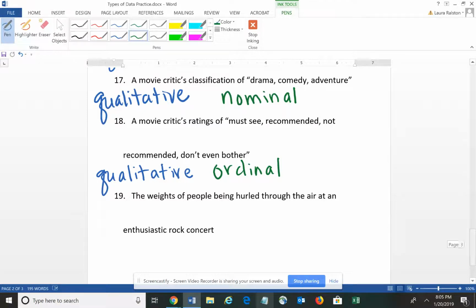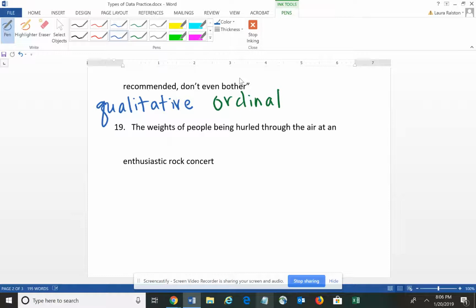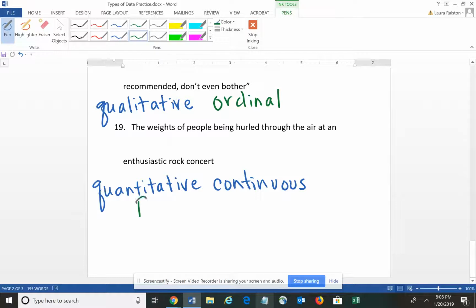Here again, think about what it would mean to say it is year zero. Year zero does not mean there was no year or that nothing existed. It's the point where we started to count. So this would be at the interval level of measurement.